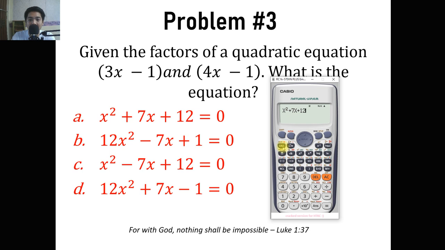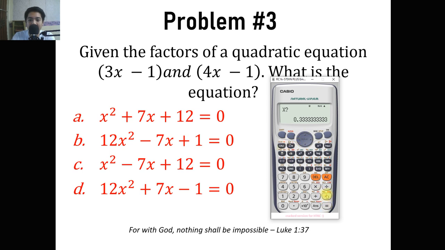Okay, so we have to calculate x as 1/3. If that does not automatically go to 0, then you should proceed. Why? Because it is not the equation. So 1/3 is still not the equation. So let's try letter B. So we have 12x squared minus 7x plus 1. Calculate using 1/3 as the value of x. Oops. It should be minus.